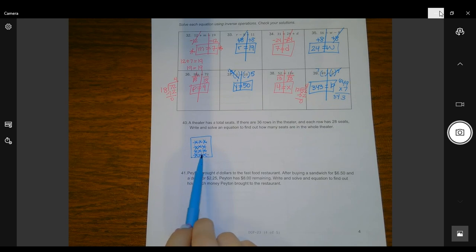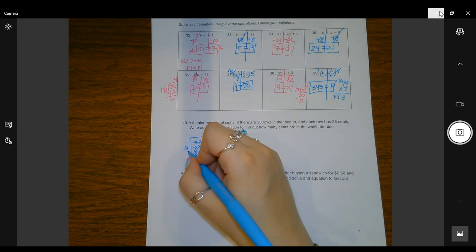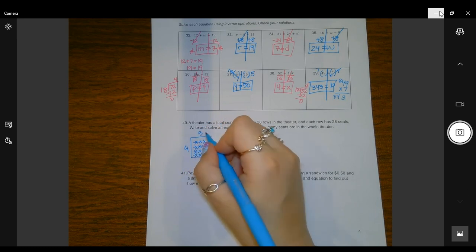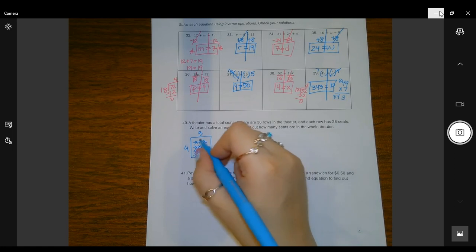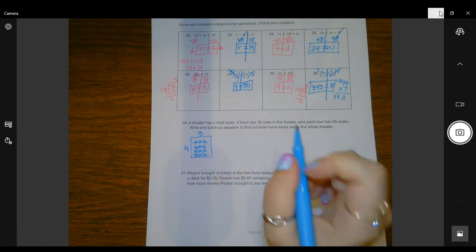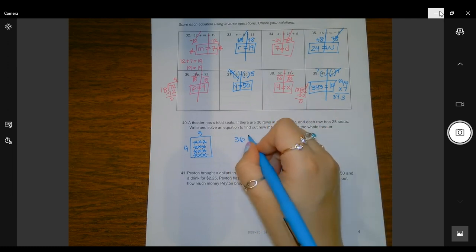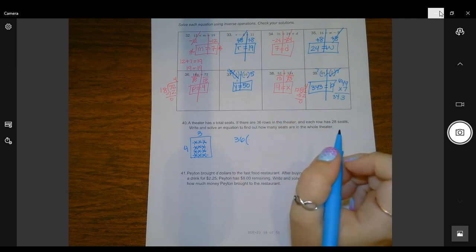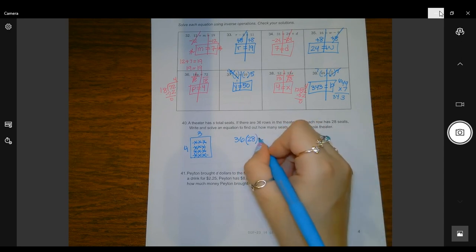Well, there's 12, and the only numbers I was given was that there was 4 rows and then 3 seats per row, and I know that there's 12 total seats. So what do you do with the 4 and the 3 to get that? Oh, I multiplied them. Okay, so then that means I'm going to multiply the number of rows, which was 36, times the number of seats in each row, which was 28. And that's going to tell me the total number of seats.